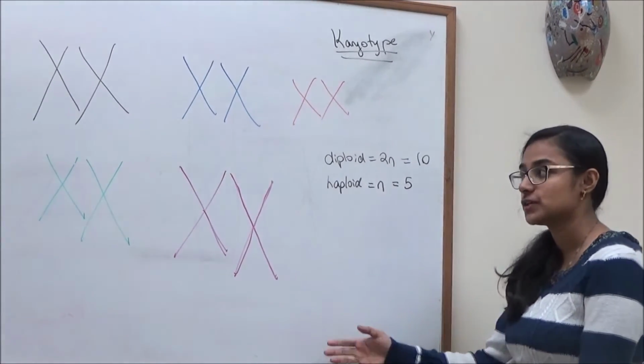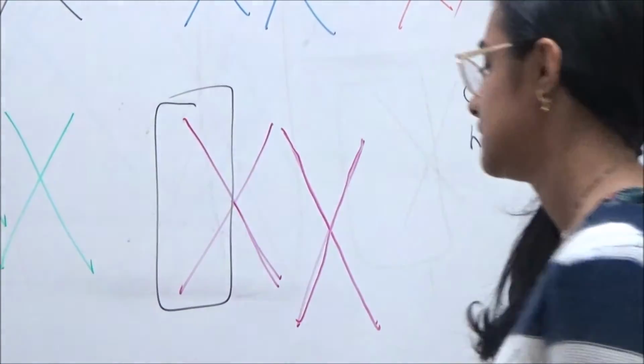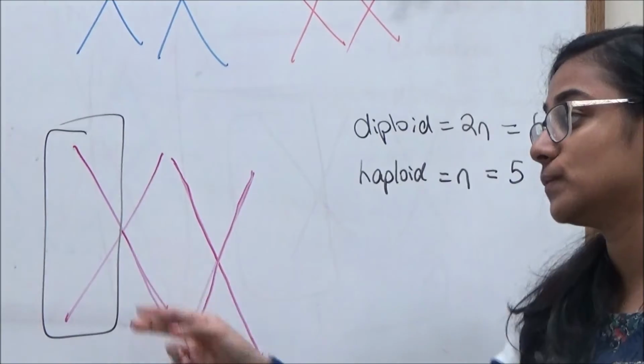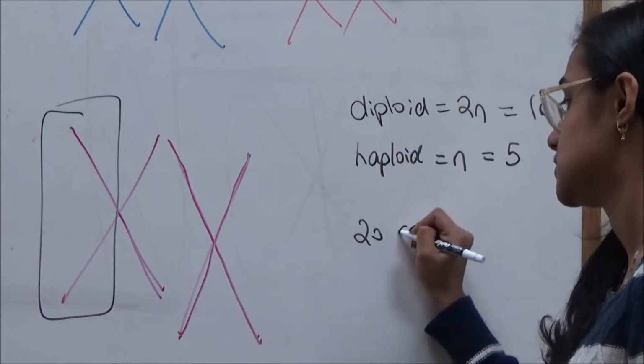And the total number of sister chromatids, as we explained earlier, we said that each sister chromatid is half of a chromosome attached at the centromere. So in this case, there would be 20 sister chromatids.